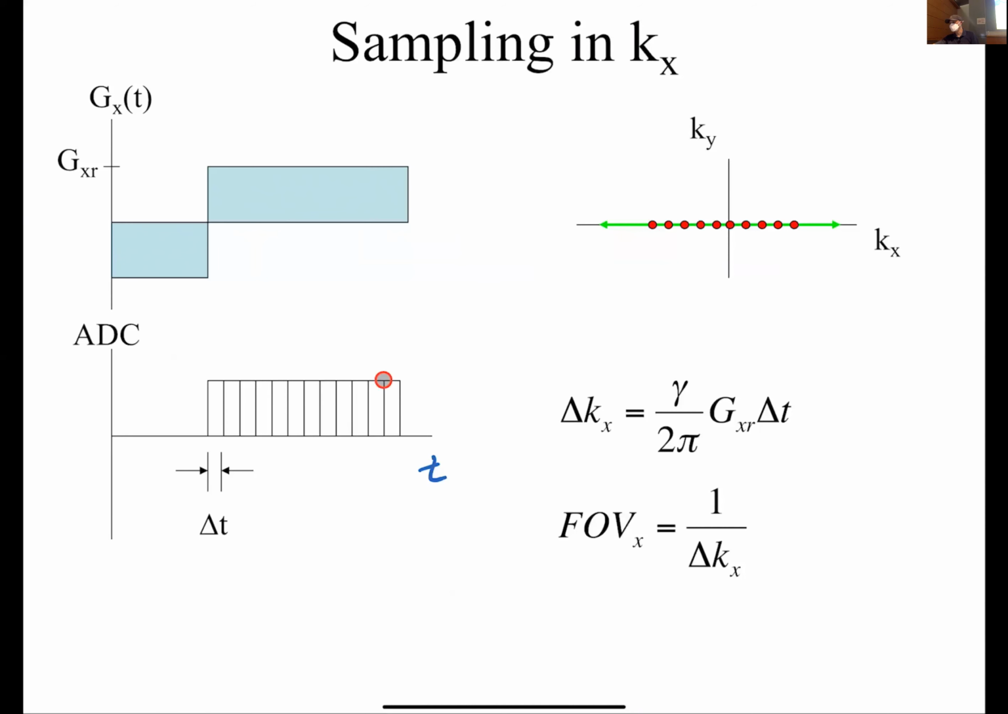The good thing is the answer is pretty simple. Delta kx is just gamma over 2 pi times the area that we accumulate in some delta t, so that's just the size of this gradient, gxr, times delta t. So if I give you the FOV, then you can figure out the delta kx, and if I give you one of these other parameters, then you can also figure out the other parameter. So let's take a look at an example of that.